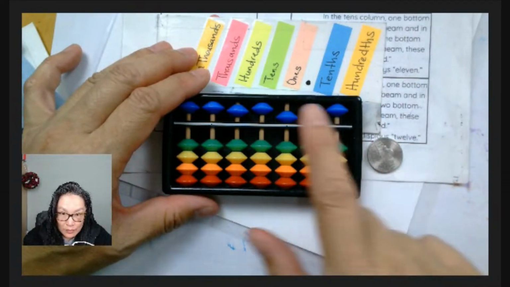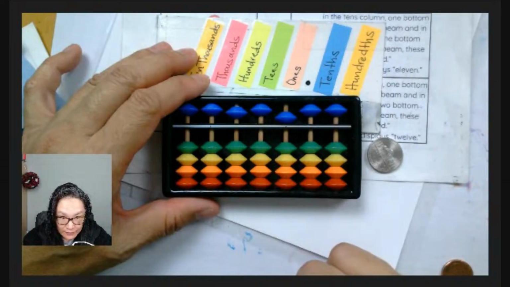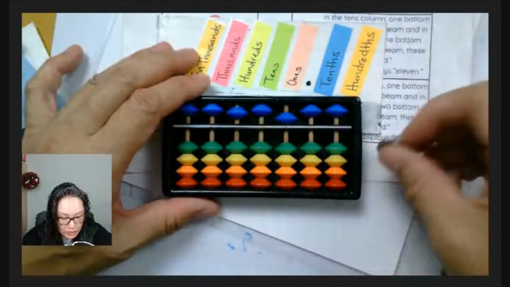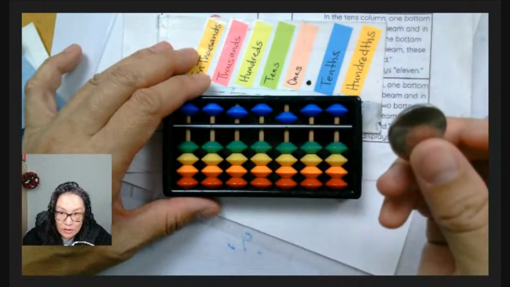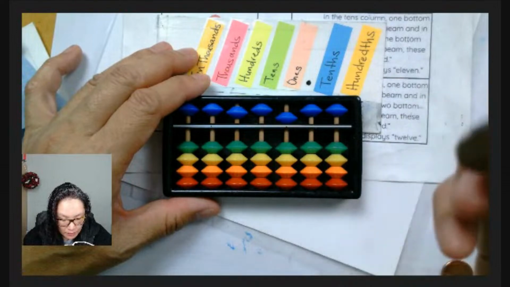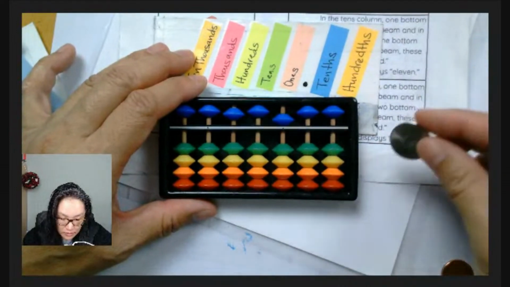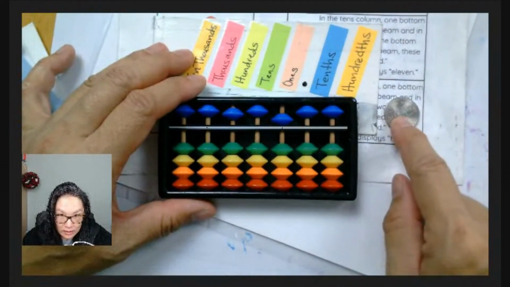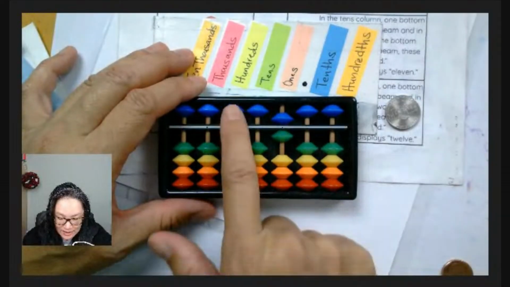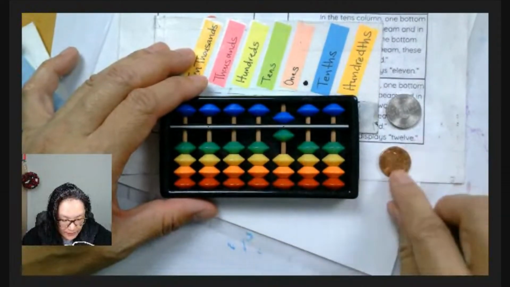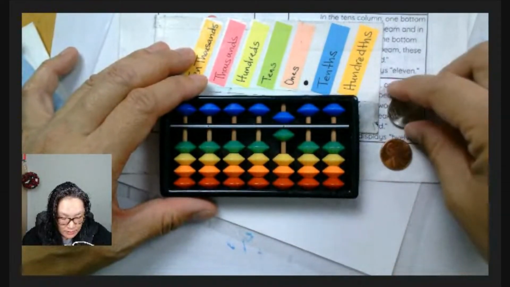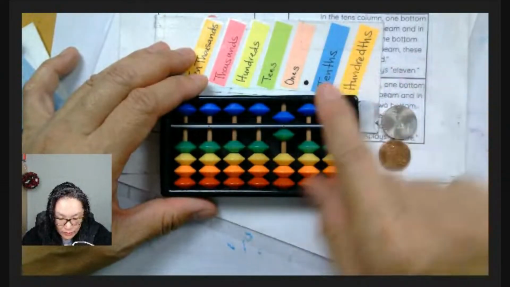But for the first part, we need to understand this is the value of five. I don't know if you deal with money, but this is a nickel. I don't know where you are, but in America, a nickel is worth 5 cents. When I add one, that's one. This is six. That's six, right? Five, six. Make sense?